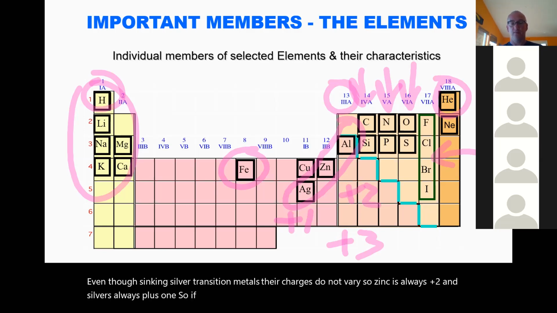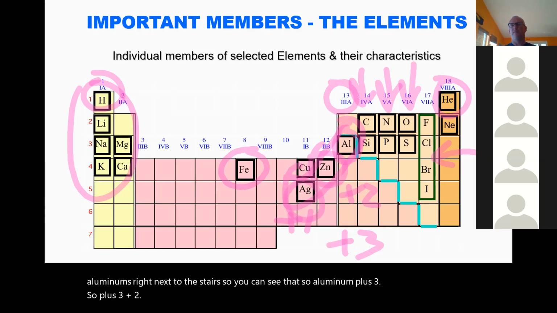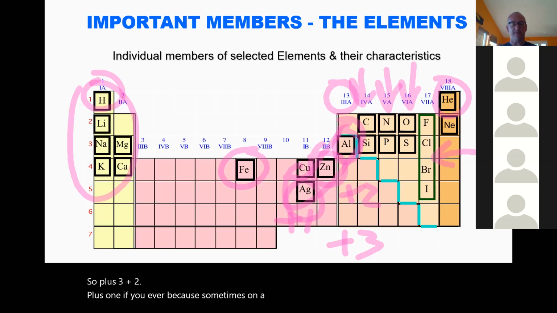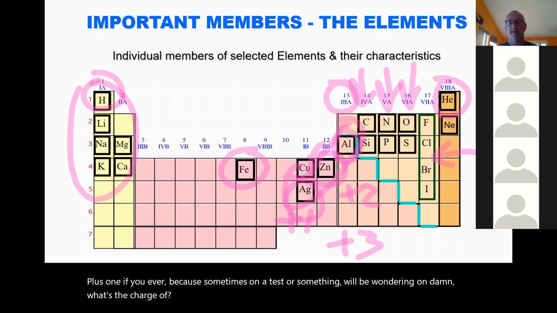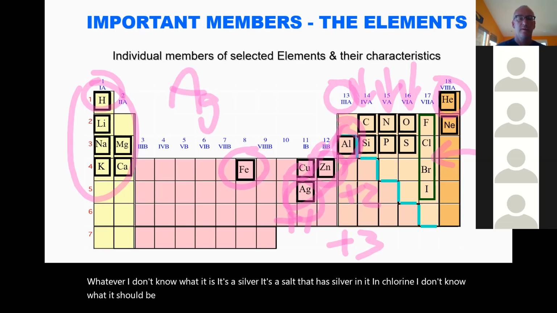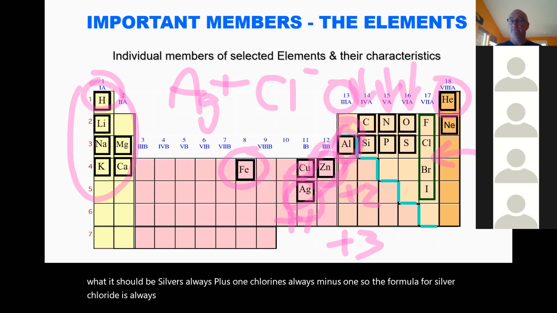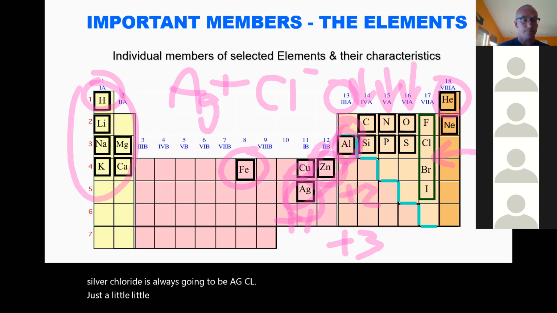So if you ever wonder about these charges, you can see they're all in a row, with aluminum right next to the stairs. So aluminum +3, zinc +2, silver +1. Sometimes on a test you'll be wondering, what's the charge of whatever? Say it's a salt that has silver and chlorine, and I don't know what it should be. Well, silver is always +1. Chlorine's always -1. So the formula for silver chloride is always going to be AgCl. Just a little thing to remember.